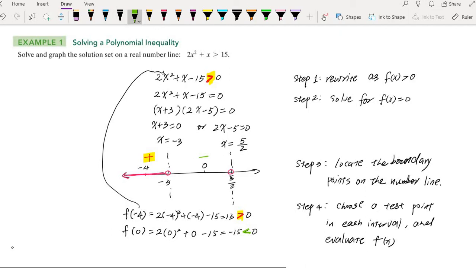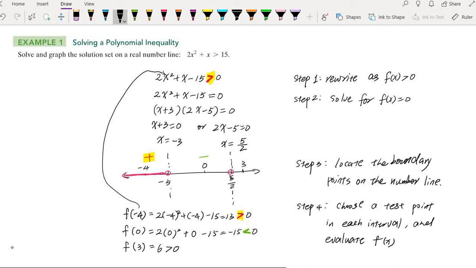And then we're going to test this point. Let's just test 3. Of course, you can test 100 if you want to. I'm just picking a 3, any number in this interval works. So I'm going to evaluate f of 3, so I'm going to plug in. We're going to get 6, which is greater than 0.